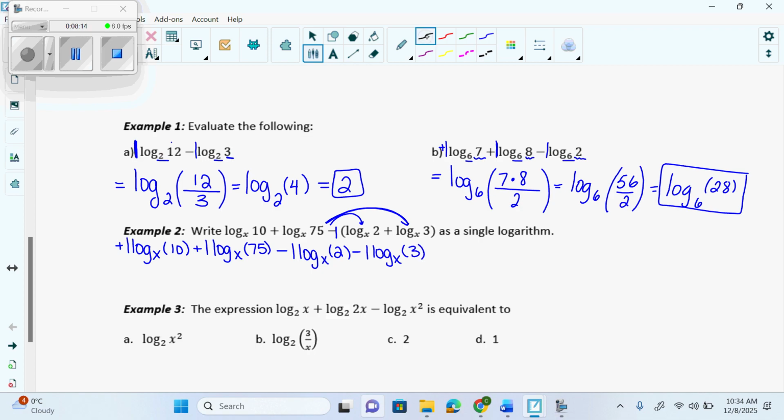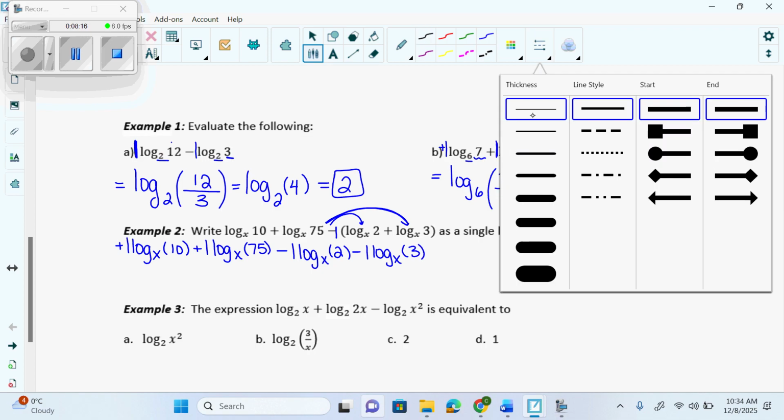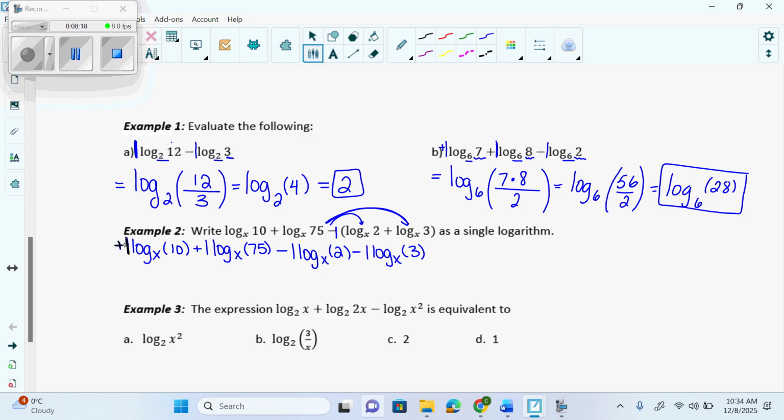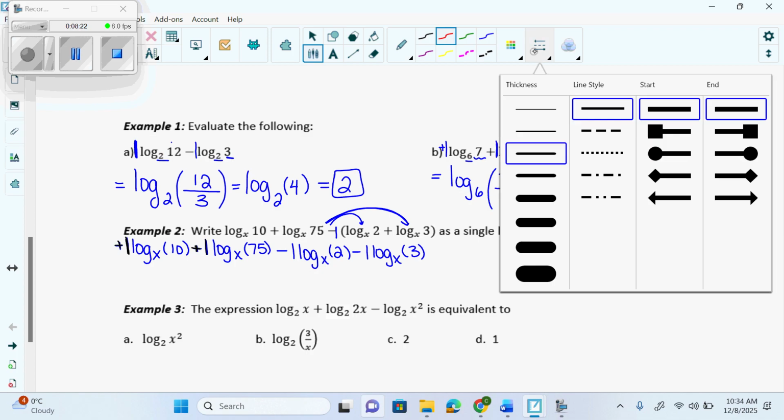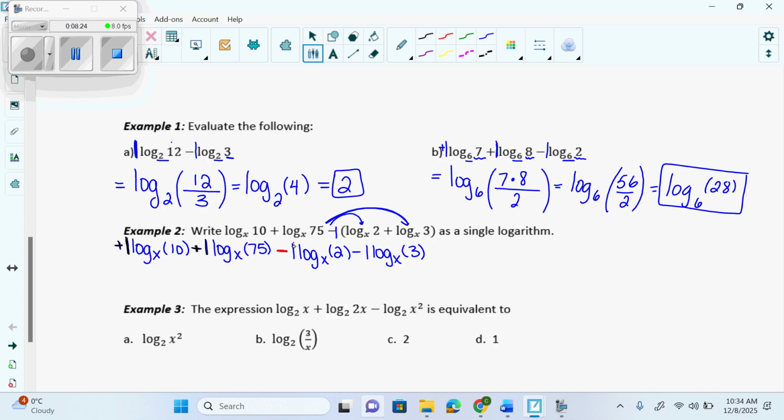So let's remind ourselves here. Plus 1 in front, minus 1, and then base x, base x, base x, base x. So I can put them all together because they're all log base x. Right? I can put them all together because they're all base x, and anything with a plus 1 in front goes in the numerator, and anything with a minus 1 in front goes in the denominator.